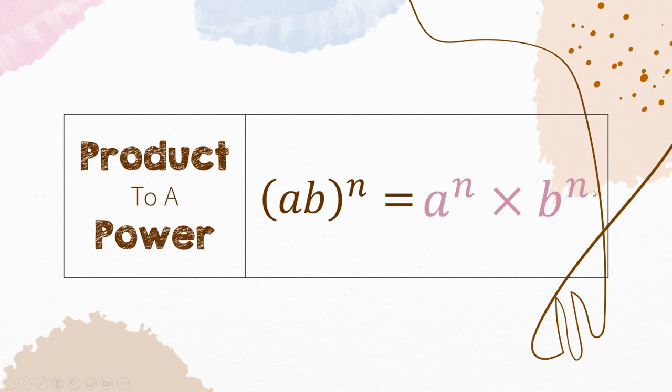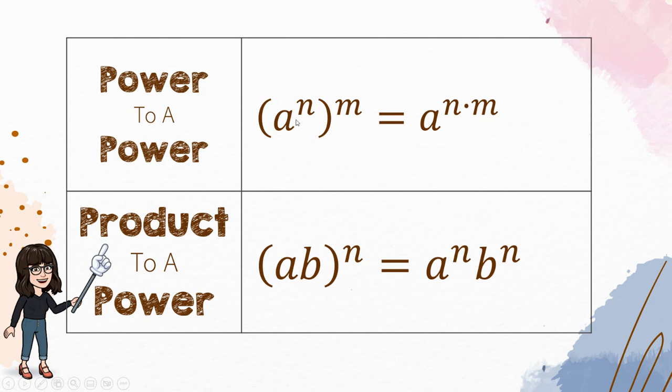That ends up being exactly what we're looking for here. Okay, so ab to the n power is equal to a to the n times b to the n. Okay, so these are the rules to review. Power to a power, a to the n all raised to the m power is a to the n times m. And product to a power is the one we just talked about. If we have a product raised to a power, we have to raise both parts of that product to whatever power we're looking at.